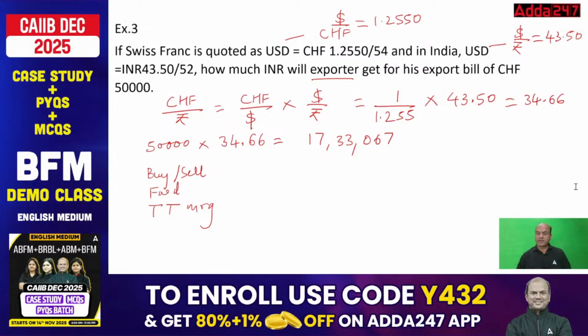What is the forward margin? Anyone? Nobody is giving me? Forward margin is zero. Correct, Sri Harsha. Not specified, so zero. Forward margin is zero because it's a spot transaction. Okay, done.